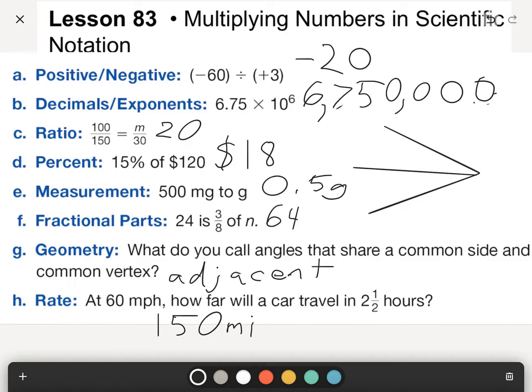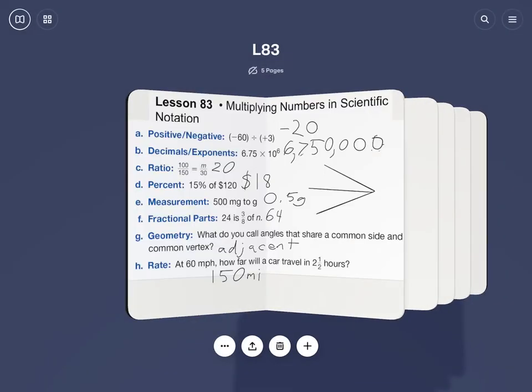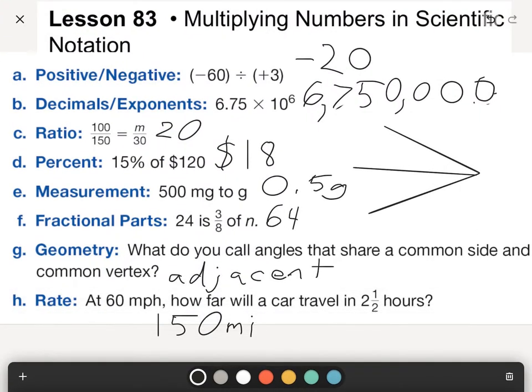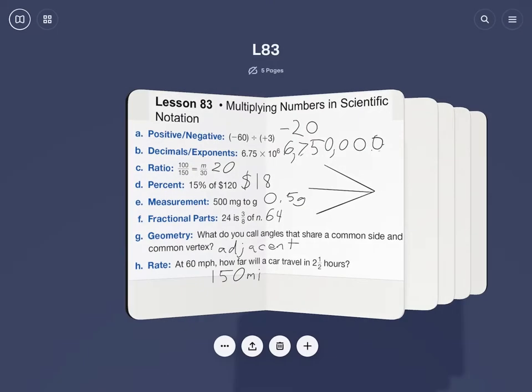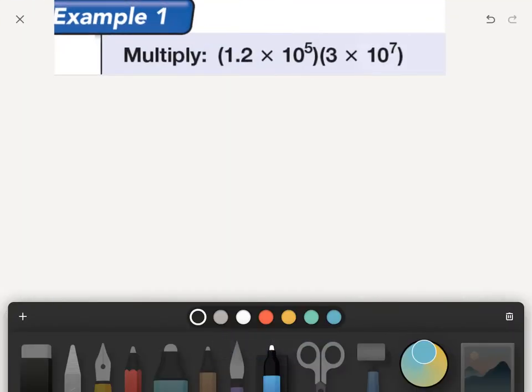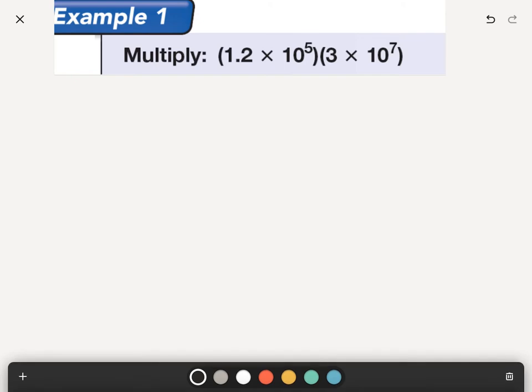Okay. All right, so multiplying numbers in scientific notation. This should be pretty quick and satisfying because we are just taking rules that we've already been practicing and just applying them. It should be no big deal. So we are taking these two expressions of scientific notation and multiplying them.